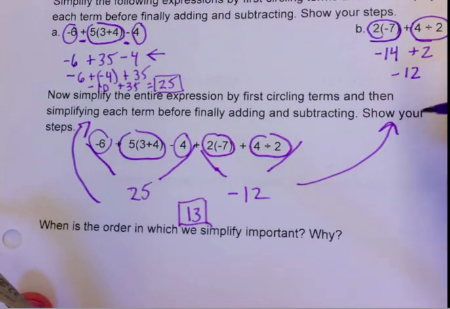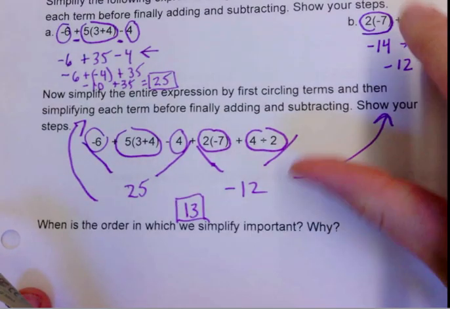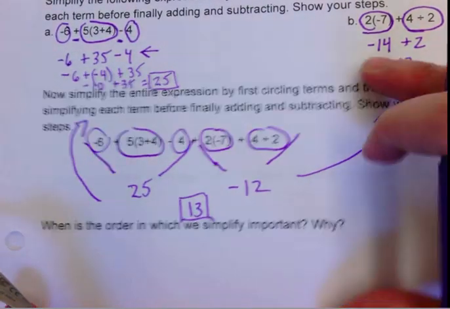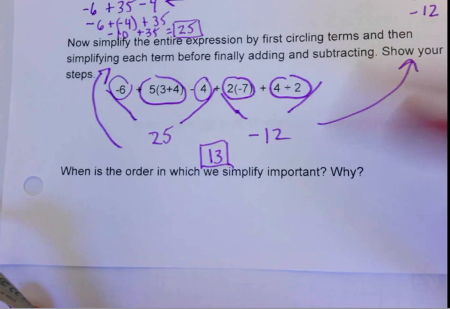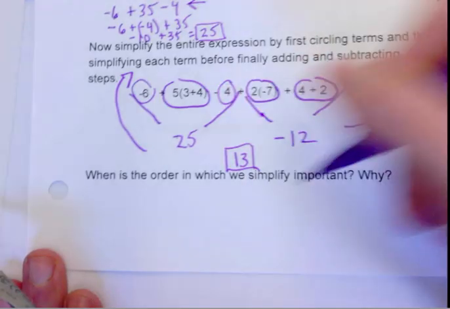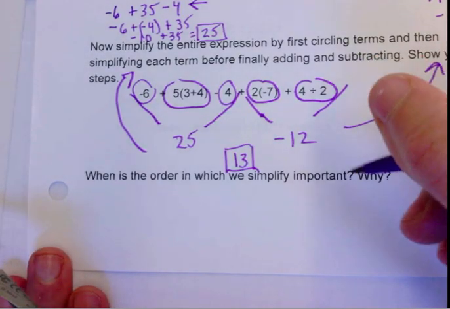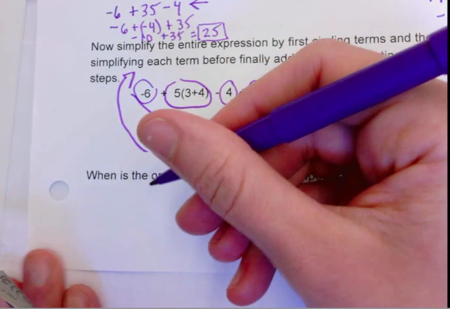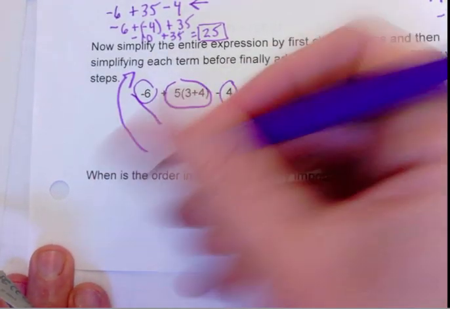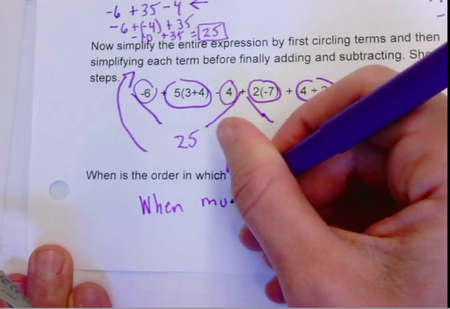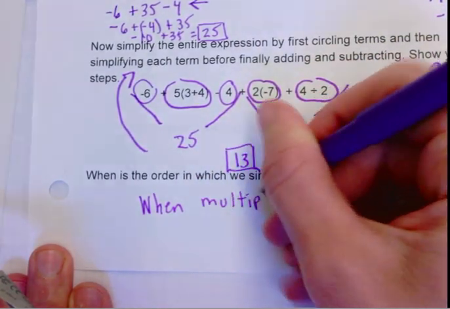So the final question is, when is the order in which we simplify important and why? And you can pause the video and write down what you think, but really the order in which we simplify is important when there's more than just addition and subtraction. When multiple operations are present.